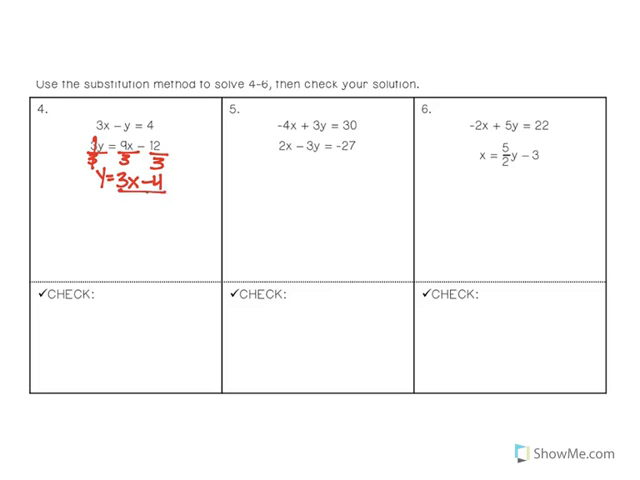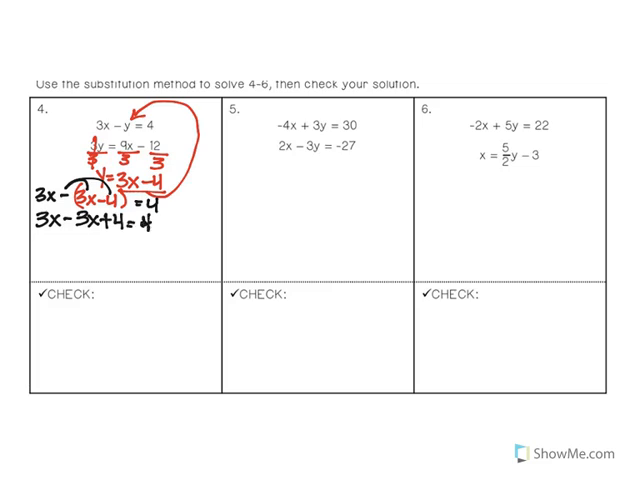I'm going to now plug this into the y value right here. So I would have 3x minus (3x minus 4), and I like to keep mine in parentheses, and that is equal to 4. One of the big reasons I like to put my point in parentheses is because this reminds me to distribute that 1. That's a negative because there's an invisible 1 right there, and I'm left with 3x minus 3x plus 4 is equal to 4.